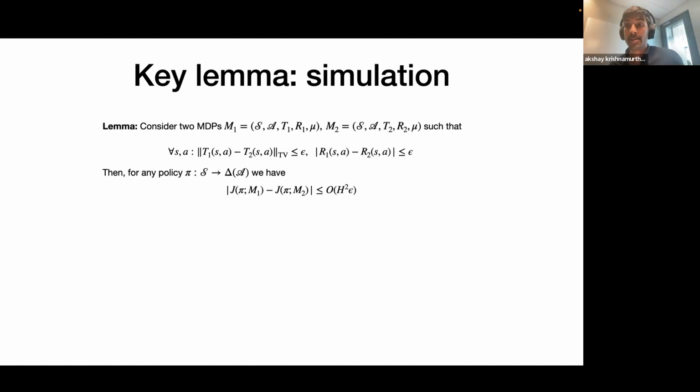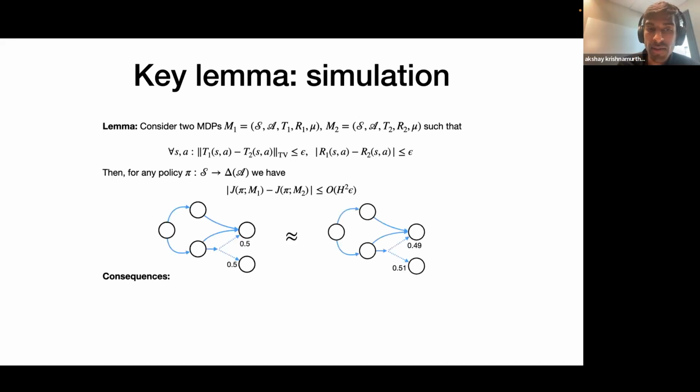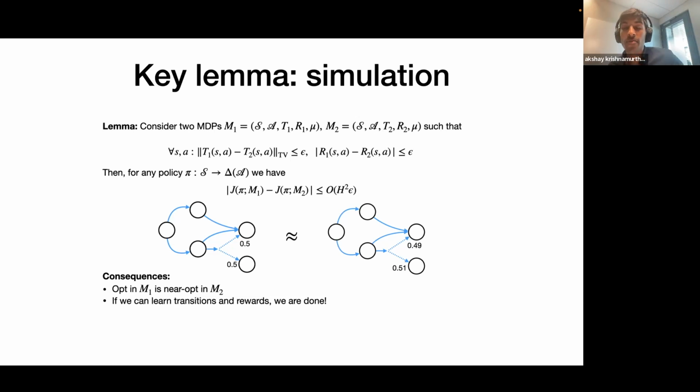So this is what I mean by simulation. If you built an MDP model for the true world that satisfied these two approximation guarantees about the dynamics and the rewards, then the value of policies is also preserved, or the perturbation is not too much. And an immediate consequence is that the optimal policy in M1 is a near optimal policy in M2. So if we can learn all the transitions and the rewards, we're done. And note that by concentration, we'll set up the sample complexity so that any known pair actually satisfies the preconditions here. That's what it will mean to be known.